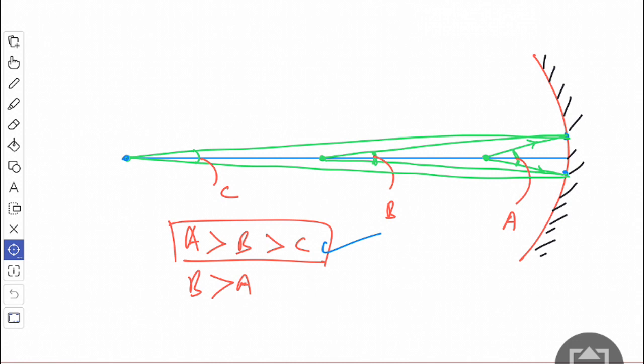Gauri, tell me if this was clear. Okay, excellent.